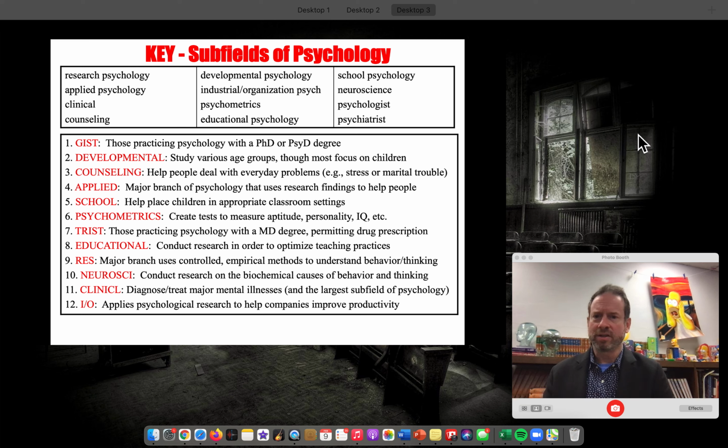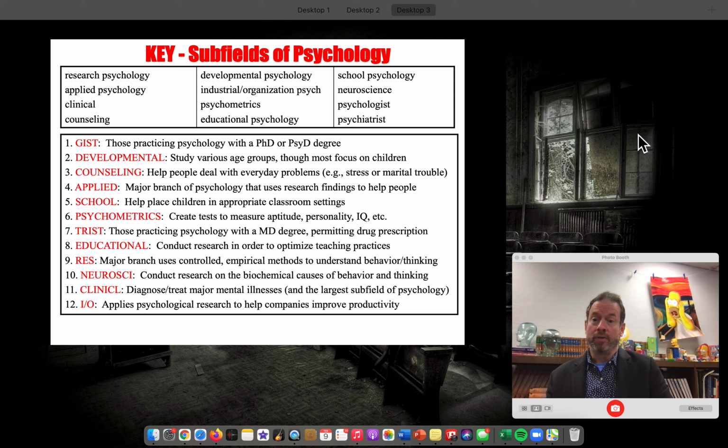And some of the others here you can see, let's see, IO psychology, the last one, industrial or organizational psychology, is looking at how psychology can help businesses recruit or hire the right kind of people or reorganize things to make more productive workers and such.